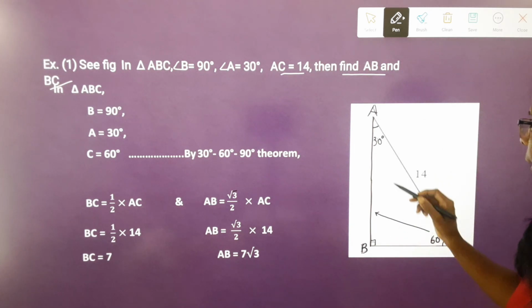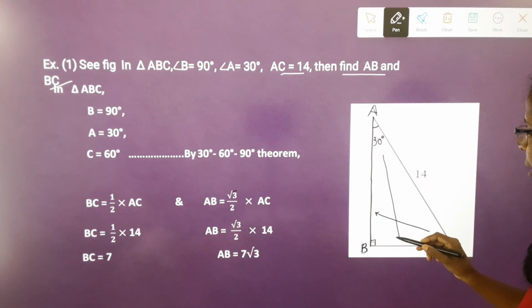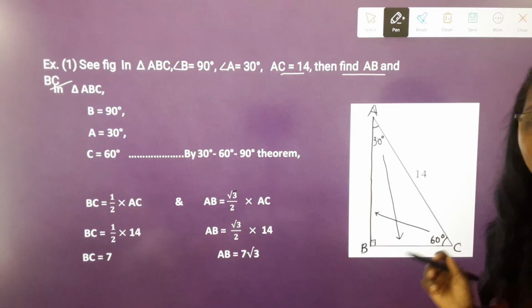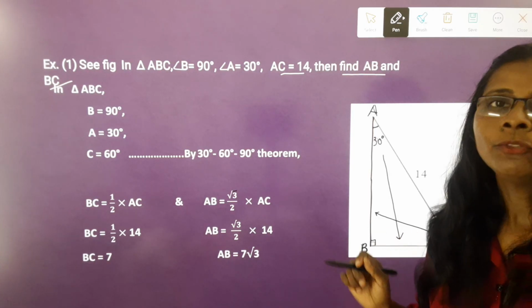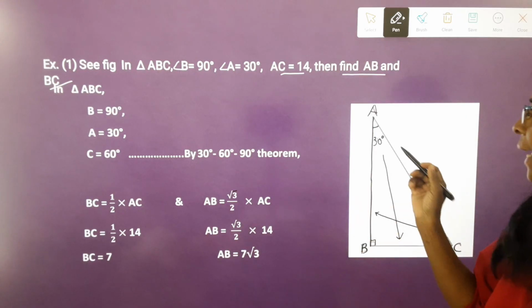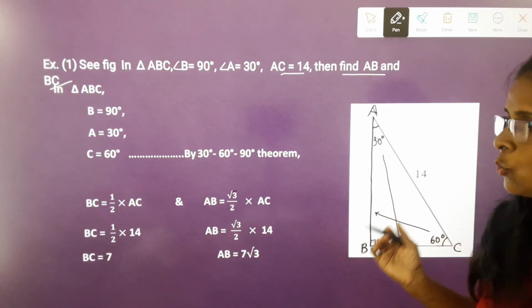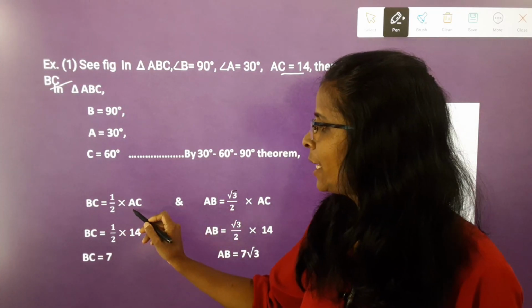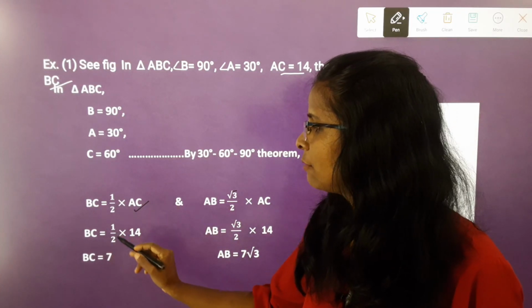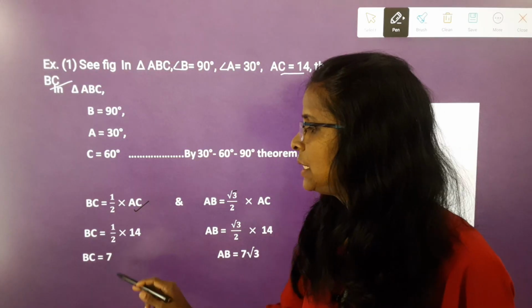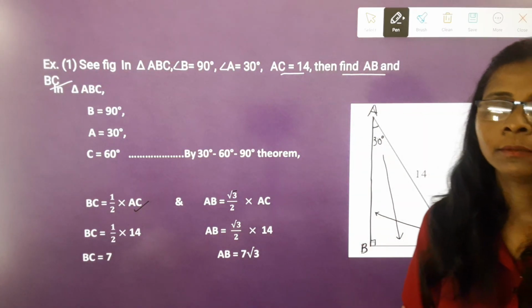Now we have to find out the side BC. Side BC is opposite the angle of 30 degrees, so it is half of the hypotenuse. So BC is equal to half of AC. That means BC is equal to half of 14. So BC is equal to 7.